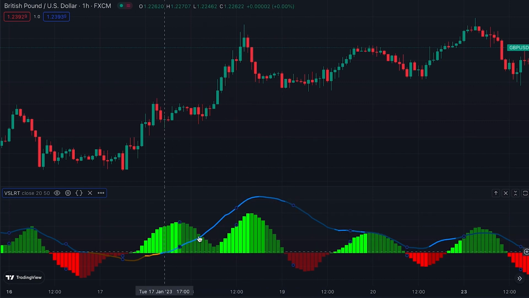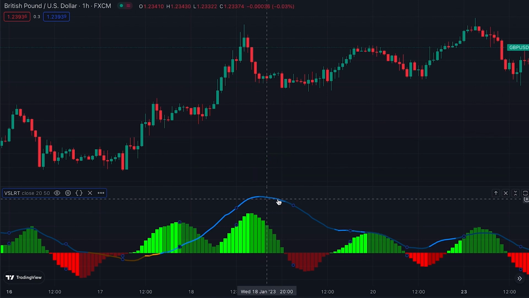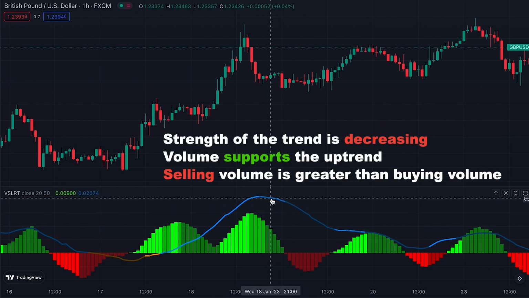When it's light blue, it shows that the strength of the trend is increasing and volume supports the trend, and buying volume is greater than selling volume. When it becomes mid-tone blue, it shows that the strength of the trend is decreasing. Volume still supports the uptrend, but we have selling pressure. In other words, selling volume is greater than buying volume.